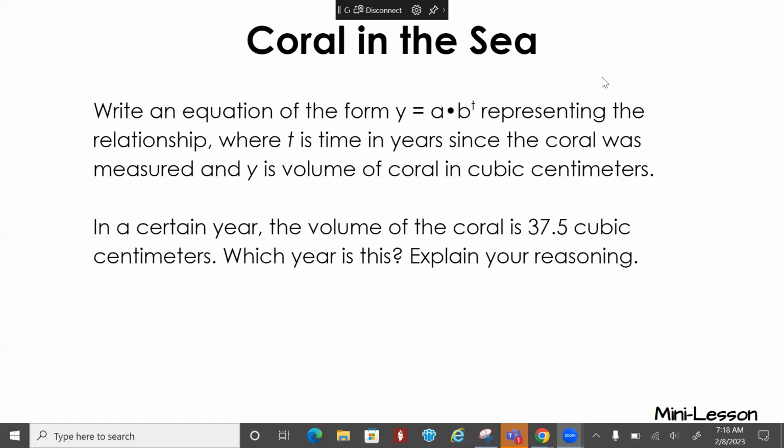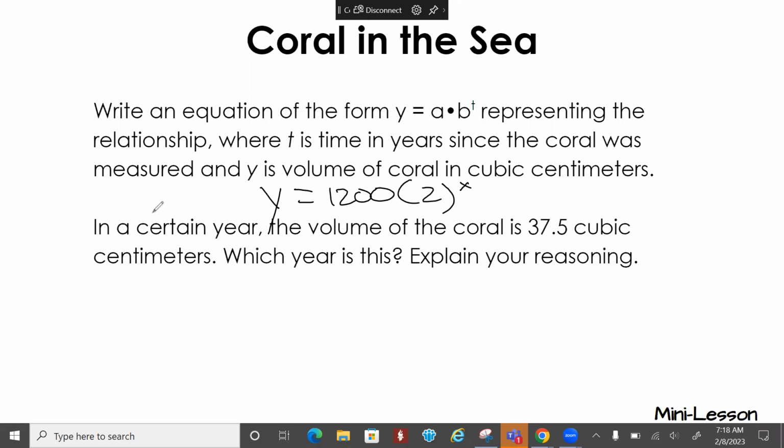Okay. So let's talk about this. Write an equation of the form y equals a times b raised to the t, representing the relationship where time is in years since the coral was measured and y is the volume. We just did this. We actually did this on the previous page. I jumped ahead. So y is going to equal, what was our initial amount for that coral? What was that initial amount? 1,200. Okay, and then how much were we going up by each year? Going in the positive direction. We were going up by 2 because it said doubles, right?